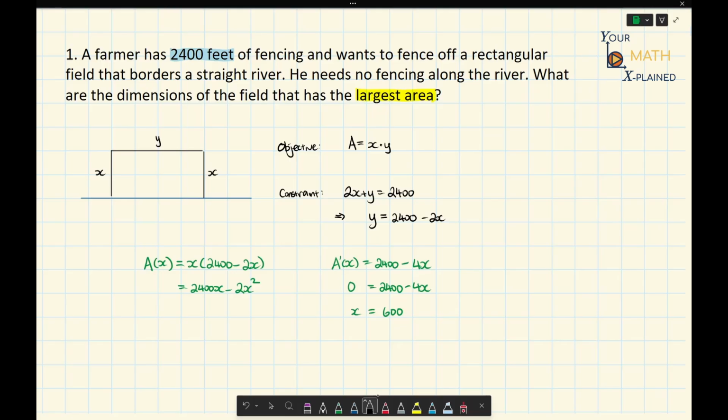So one thing to note here is our domain. Here, x has to be greater than 0 because we can't have a negative side, and we also can't have a side that is equal to 0 because then we wouldn't have a rectangle.